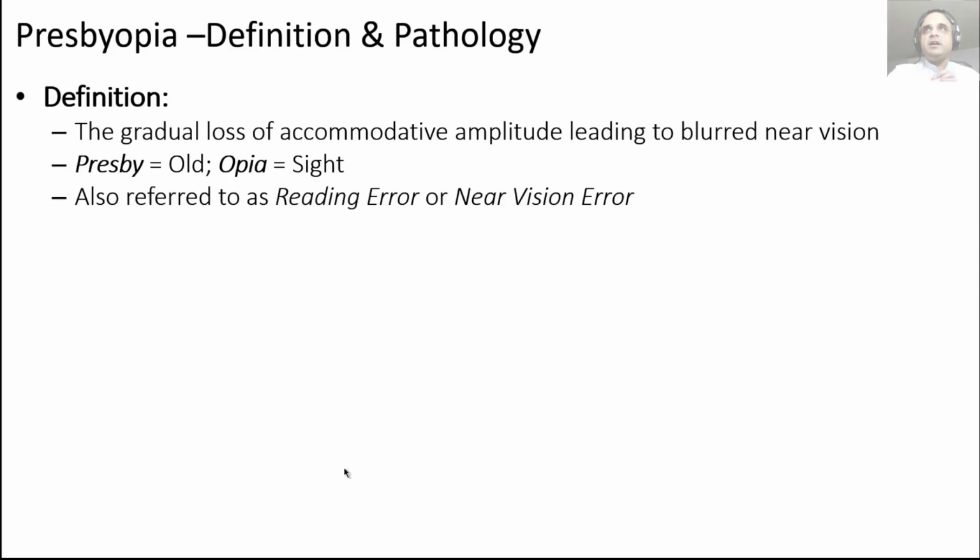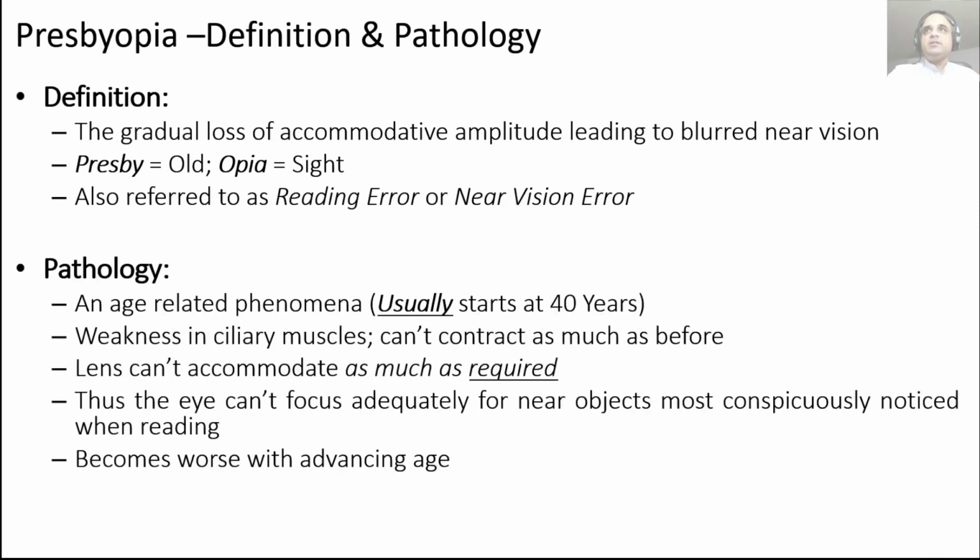Near vision error is called presbyopia, and this is gradual loss of accommodative amplitude leading to blurred near vision. Presby is old, opia is sight: old sight. It's also called a reading error or a near vision error. What happens is, as you grow older, the ciliary muscles can't contract as much as before, so your lens can't accommodate as much as before. So your accommodative amplitude decreases, so the near objects are blurry.